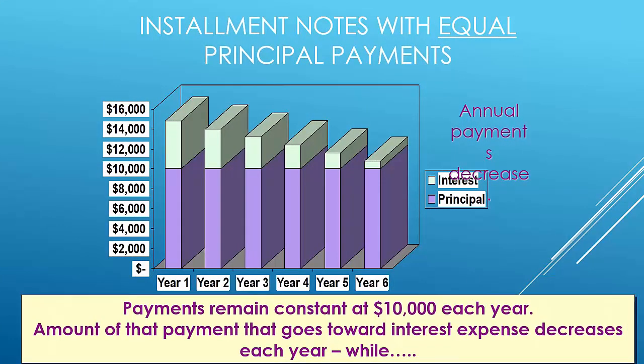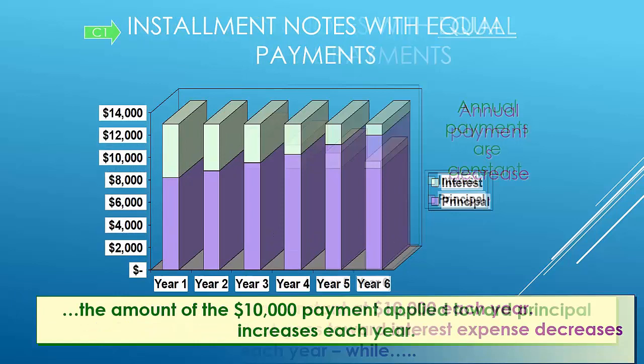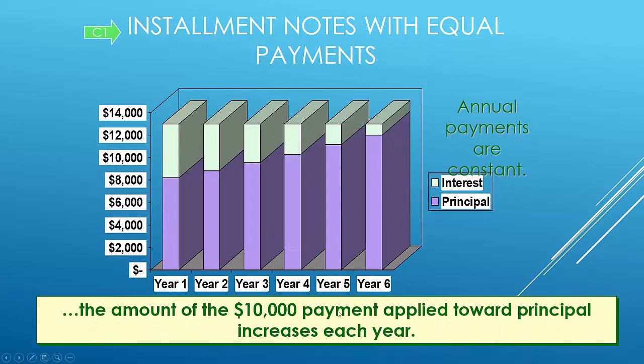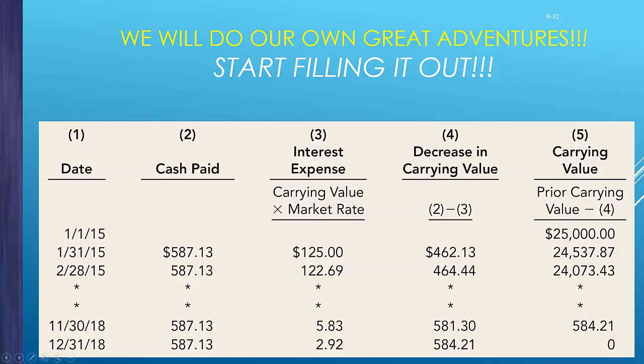Alrighty, so sometimes the amount of the payment, like think a mortgage, might have installments, and the payments remain constant throughout the years, and the amount of that payment that goes towards interest expense decreases while the amount of the payments that you make that are applied towards the principal increase every year. And this is compounded interest. So this is a really fun one, and this is typically how mortgages work.